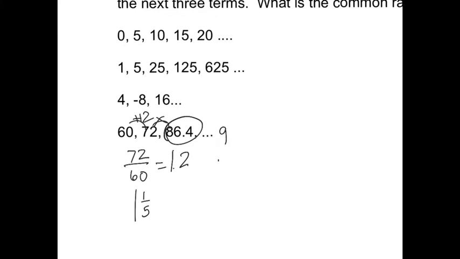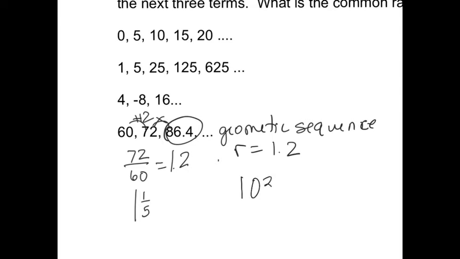So it is a geometric sequence. Your common ratio is 1.2. And your next three terms: 103 and 68 hundredths. Then the next term is 124 point, whoops, have it on erase instead of on draw.